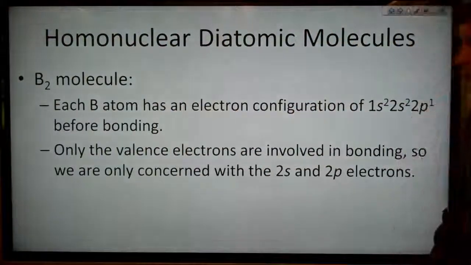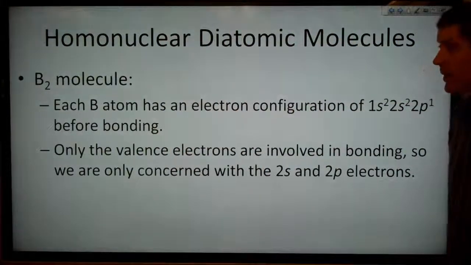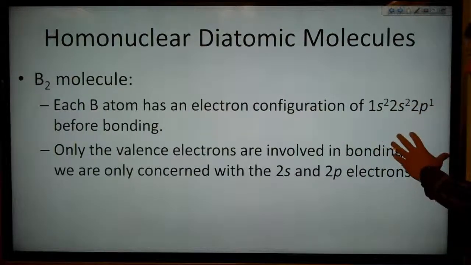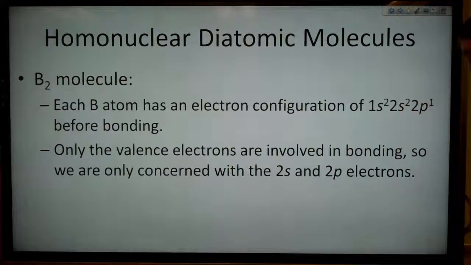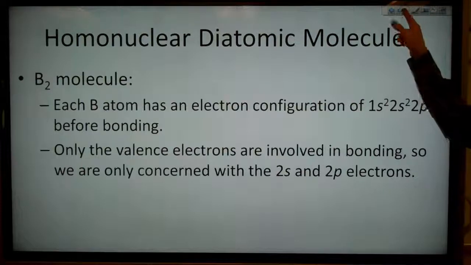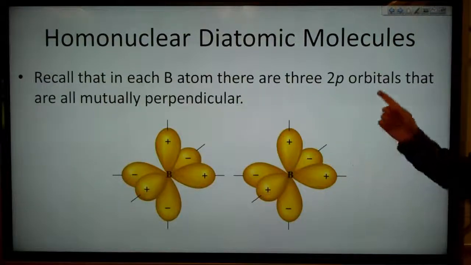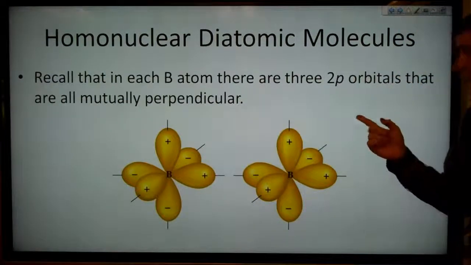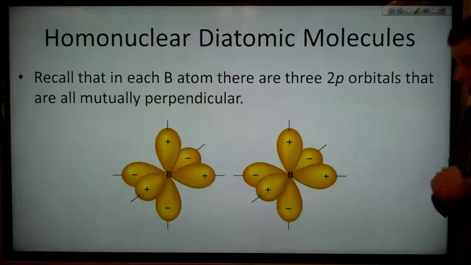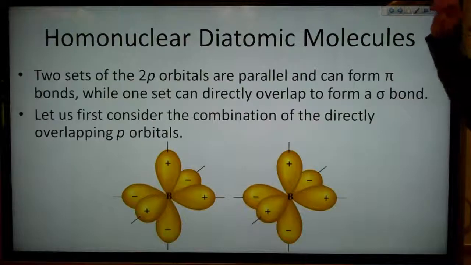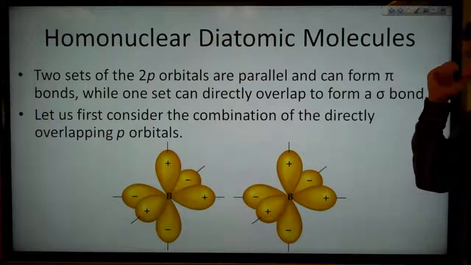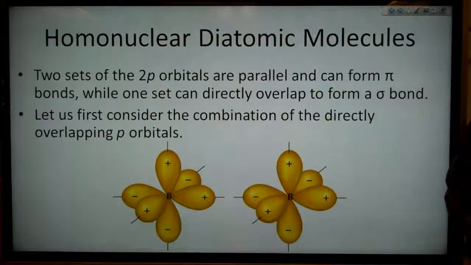Now let's look at the diboron molecule, B2. So each boron atom has an electron configuration of 1s2, 2s2, 2p1. Before bonding, again, only valence electrons are involved, so we're going to ignore the 1s2. We're only concerned with the 2s and 2p electrons. So remember that in each boron atom, there are three 2p orbitals that are all mutually perpendicular to each other, looking something like this. So two of the sets of 2p orbitals are parallel and can form pi bonds, while one set can directly overlap to form a sigma bond.